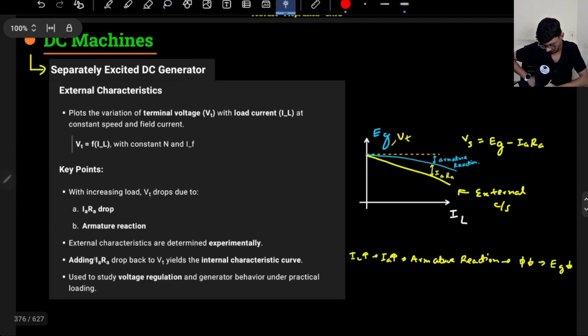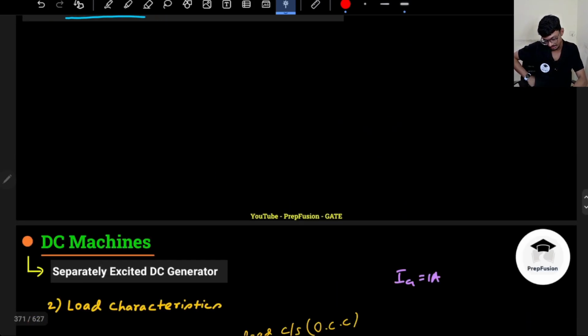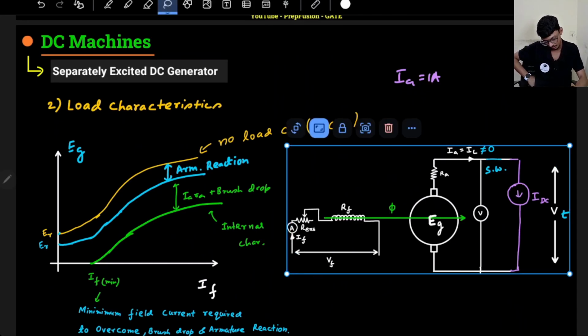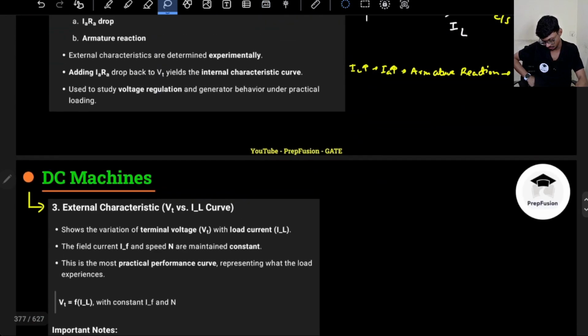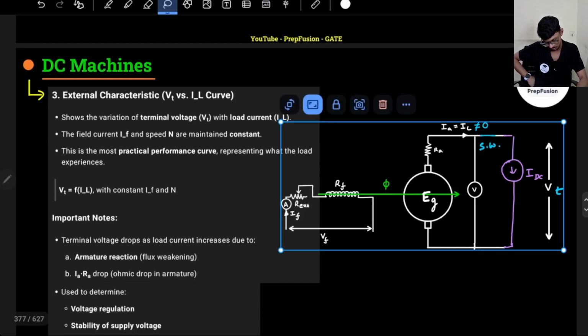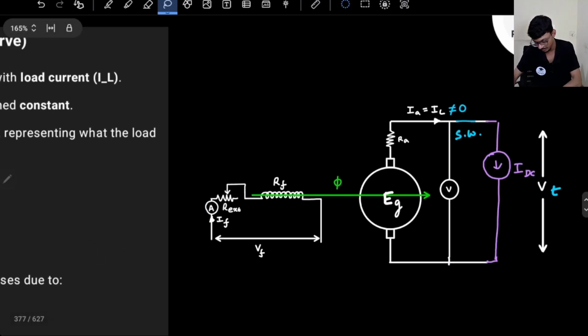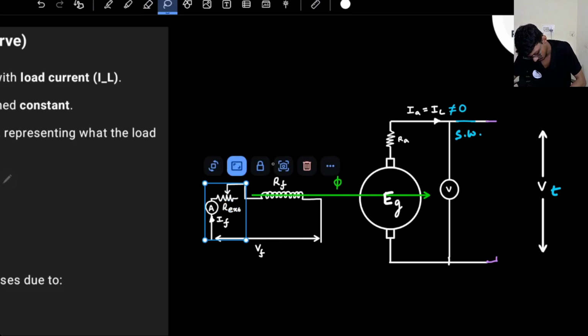Yeah, that is what we have discussed. External characteristics are determined experimentally by connecting a voltage source or something. So this time the experiment will be here, right? In the circuit diagram here, instead of a rheostat being connected at the field, there will not be any rheostat connected at the field. So I can draw the circuit over here. There will not be any rheostat. Basically what will happen, there will be a rheostat connected at the load, and an ammeter also.